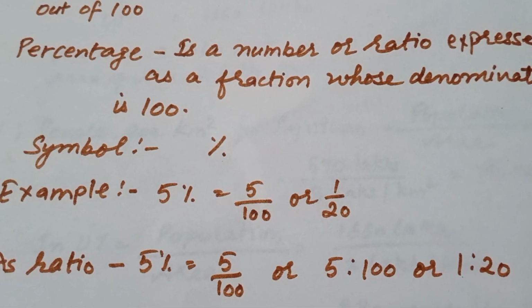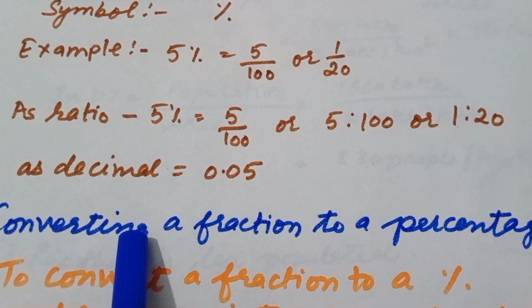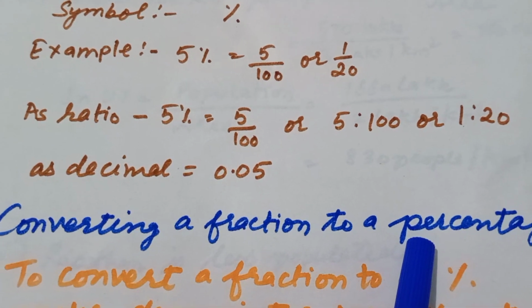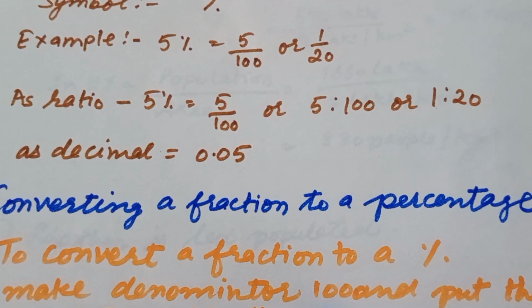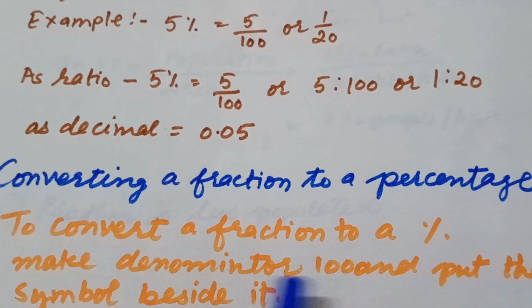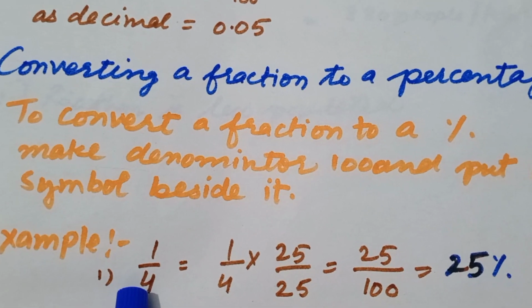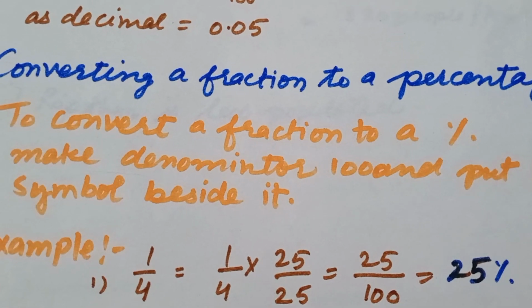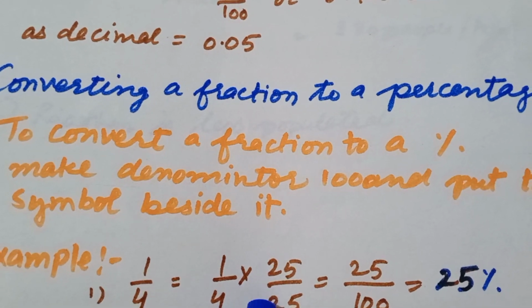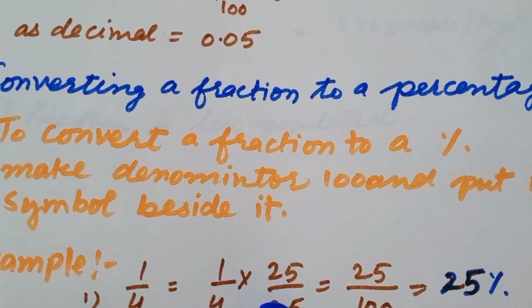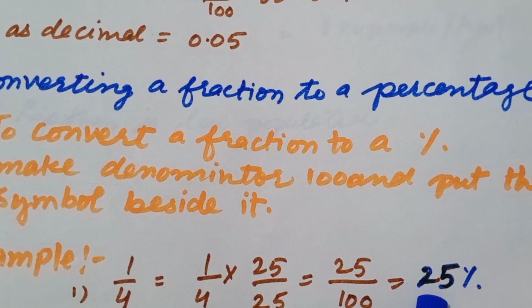So now we will learn how to convert a fraction to a percentage. To convert a fraction to a percentage, make the denominator 100 and put this symbol. For example, 1 by 4 is given to you and you have to convert it into what percentage of the whole. So we will make the denominator 100 by multiplying it with 25, or you can say an equivalent fraction, 25 by 100, you can say 25%.